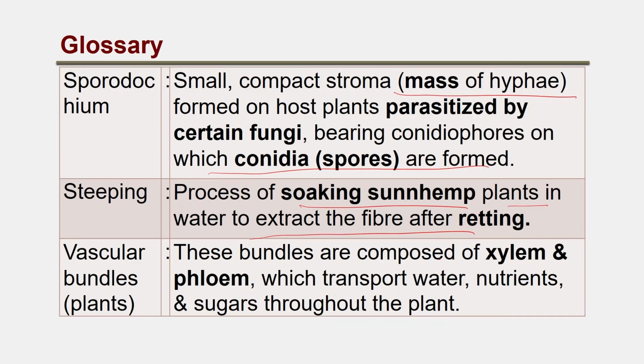Vascular bundles in plants: these bundles are composed of xylem and phloem which transport water, nutrients and sugar throughout the plant. So, under most circumstances, xylem translocates the water and mineral nutrients and phloem translocates the food material manufactured by the plant.